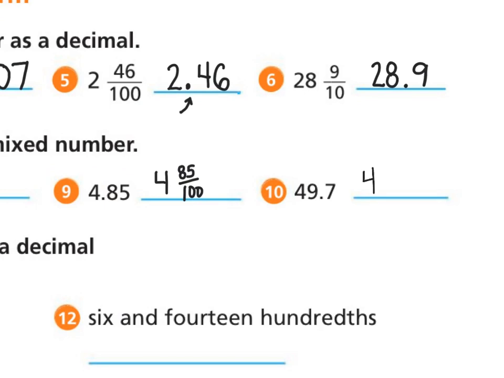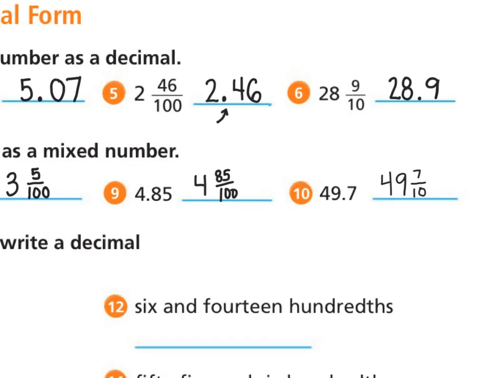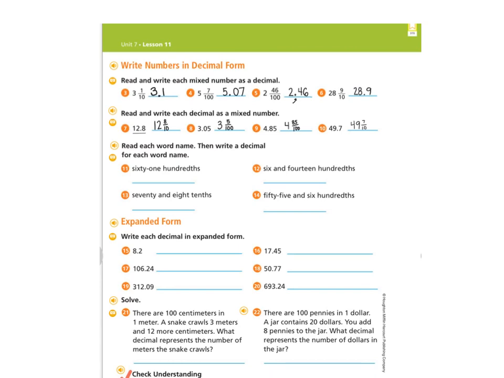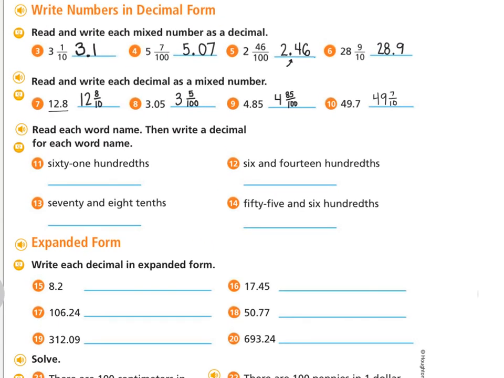49 and 7/10. Okay. So 7 over 10. Good. This next section was talking about the word names. So you were reading it as 61/100ths, and then you were supposed to write it as the decimal. I'm going to give you the answers, and you see how you did.